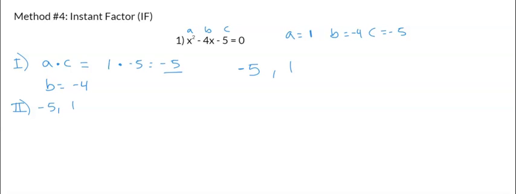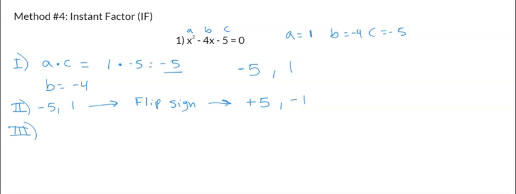After that, the next thing you need to do is you need to flip the signs of each. So that means that if it was -5, now it's +5. And if it was +1, it's now -1. Okay?